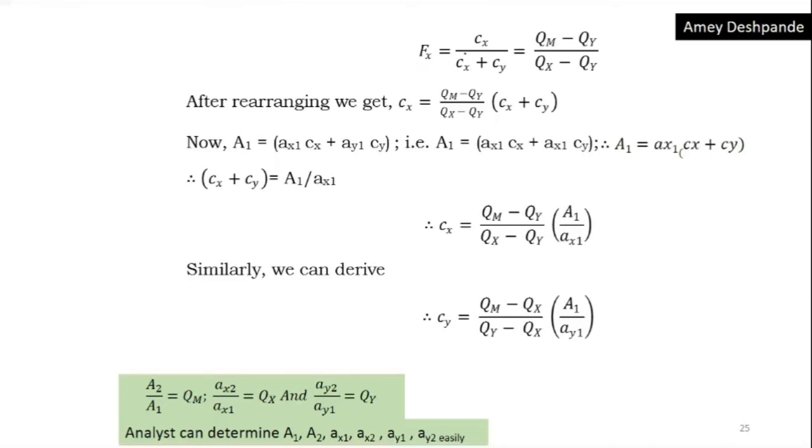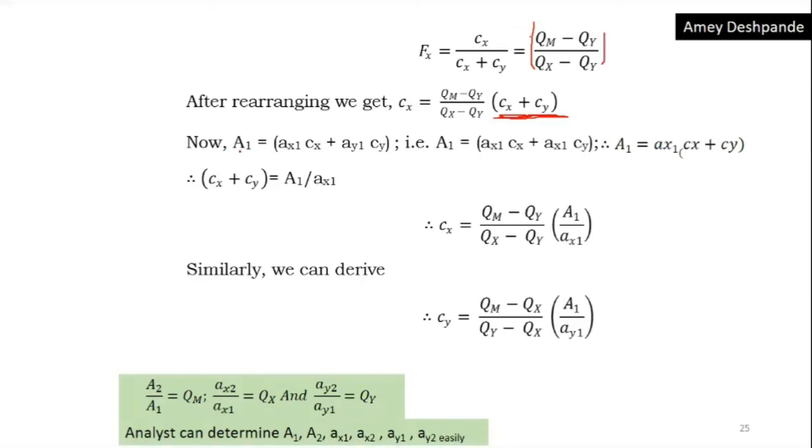See, f of x is equal to Cx upon Cx plus Cy. So now Cx upon Cx plus Cy is equal to Qm minus Qy divided by Qx minus Qy. If we rearrange, I want only Cx on the left hand side, so I will have to take Cx plus Cy on the right hand side, to get Cx.